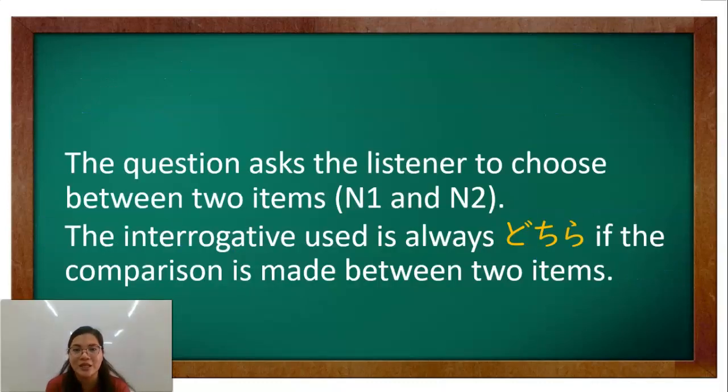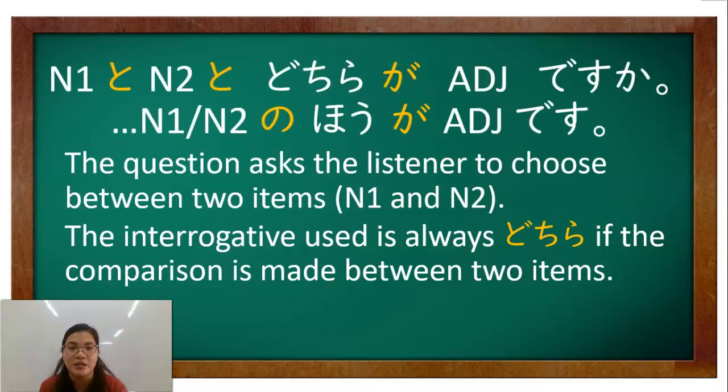So next up is another sentence pattern. The question asks the listener to choose between two items, noun 1 and noun 2. The interrogative is always dochira, if the comparison is made between two items. Kung magtatanong ka kung saang bagay, between the two items, dochira is always the interrogative for that. Okay?